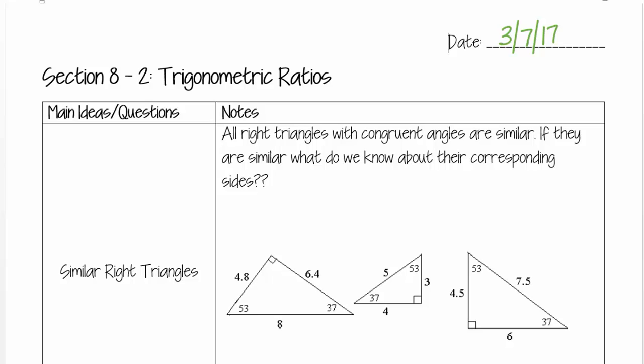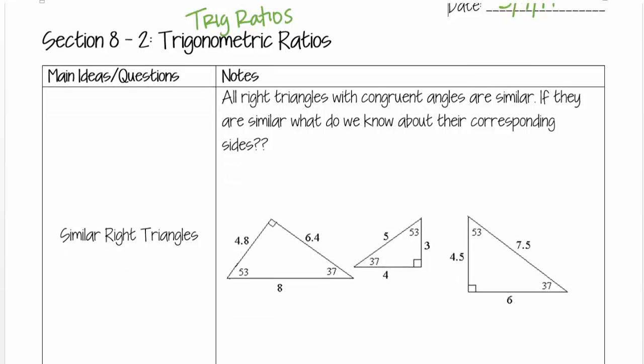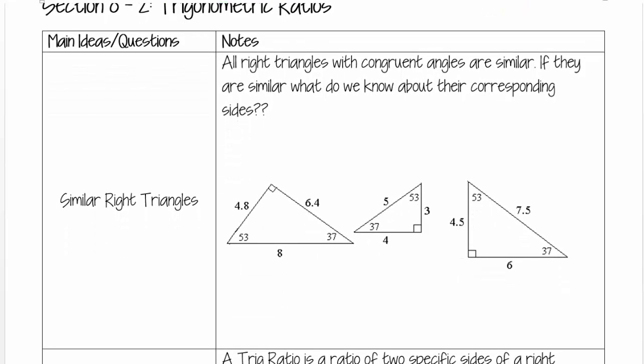Hi guys. In section 8.2 we're going to talk about trigonometric ratios, and we call these trig ratios for short. So we've talked a lot about ratios, but this time we're going to talk about specific ratios, and these have to be in right triangles. So all right triangles with congruent angles are similar.